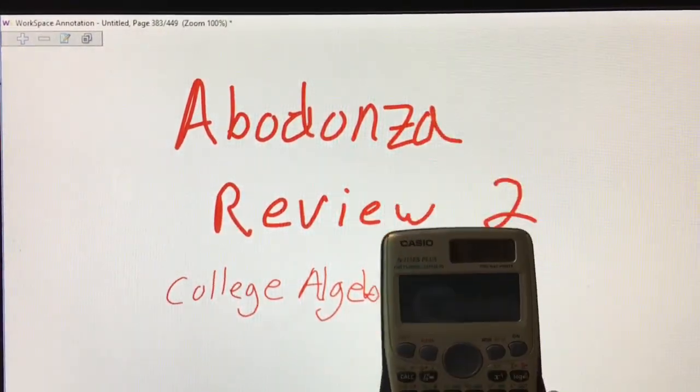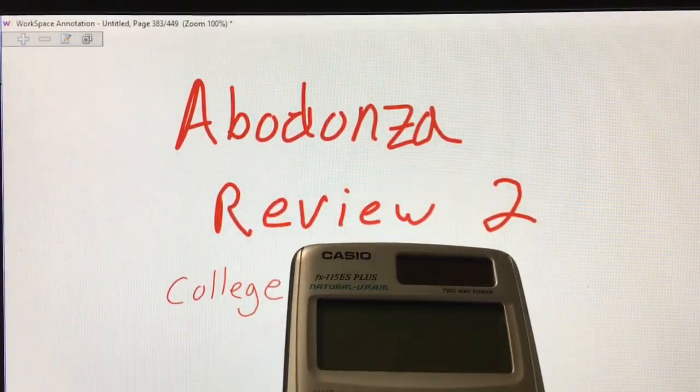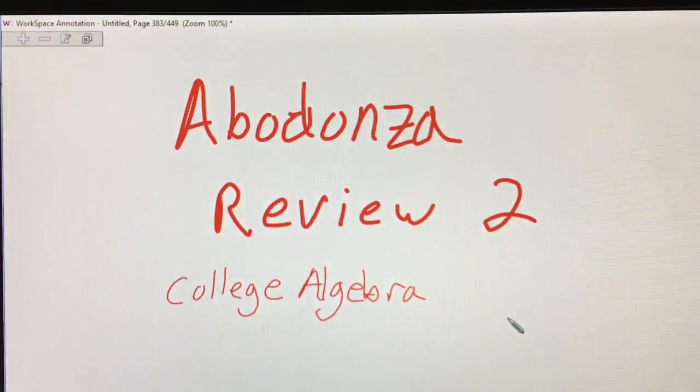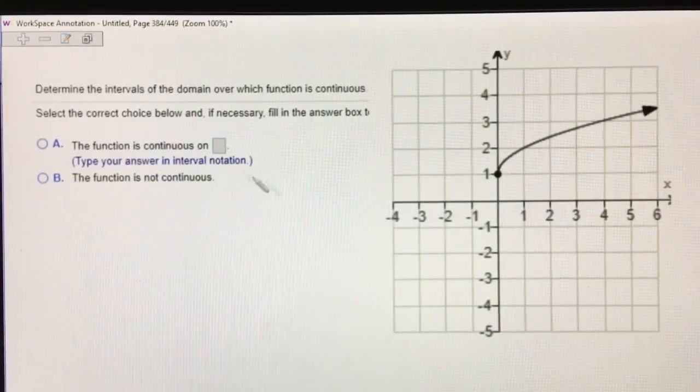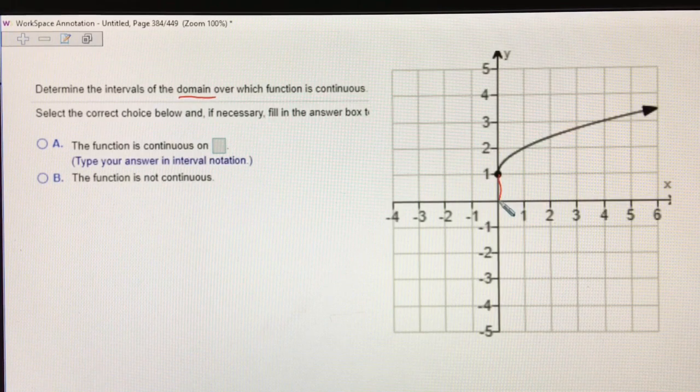All right, let's remember we're going to be trying to use this Casio 115 ES Plus for a lot of these problems. It wants to know the domain. The domain is the x value. Notice the x value here is 0, and it's a closed circle, so it's going to be bracket 0, and it goes to the right to infinity. So the domain is going to be bracket 0, comma, infinity.